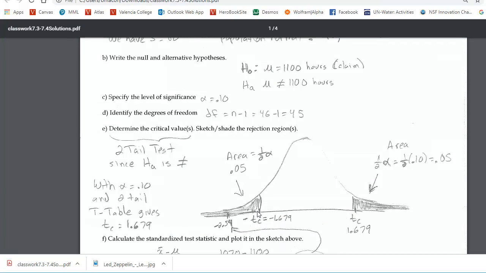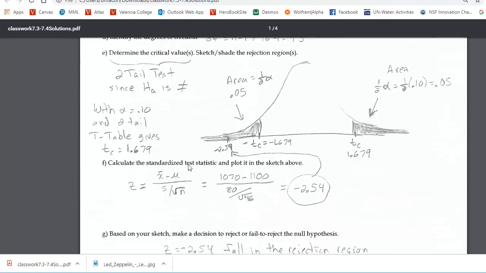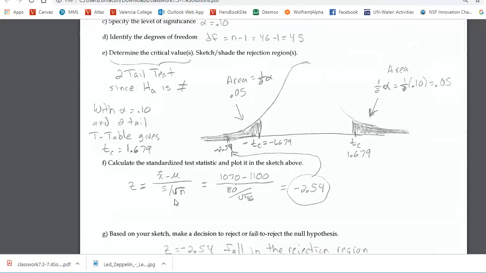So then the next step would be to find the standardized test statistic. Again, our formula for the standardized test statistic is the sample mean minus the claimed population mean over the standard error. And again, in this problem, we did not know sigma, the population standard deviation, so we're using the sample standard deviation as an estimate. For this problem, we were told that was 80.